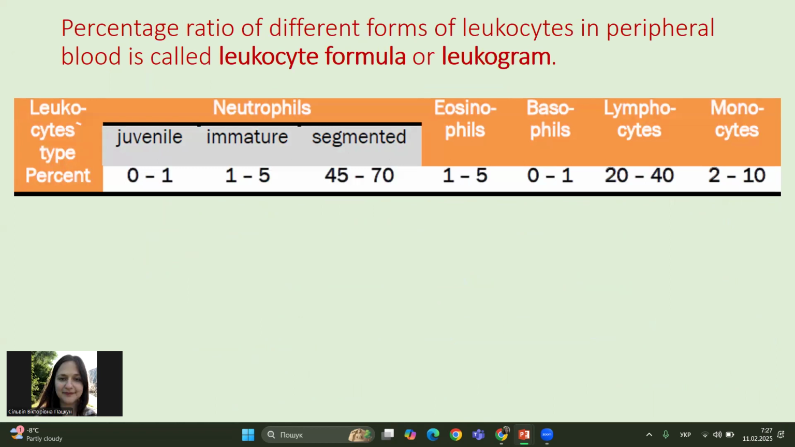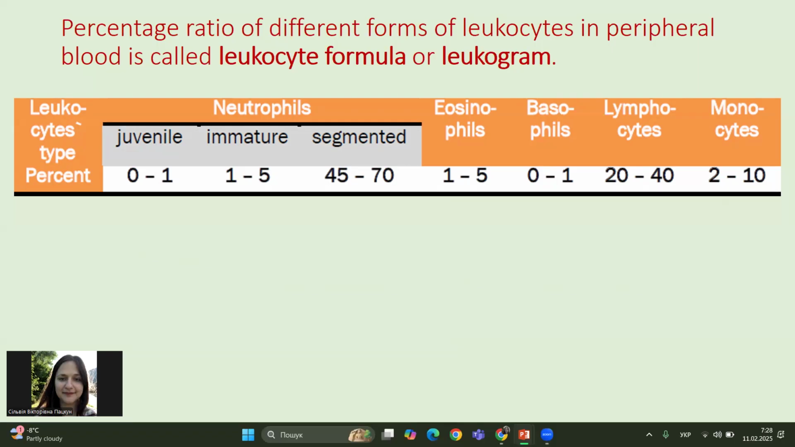So, together with the absolute values of leukocytes, it is also important to remember normal values in percents, relative values. The percentage ratio of different forms of leukocytes in peripheral blood is called leukocyte formula or leukogram. Juvenile neutrophils normal is from 0 to 1%. Immature neutrophils 1 to 5%. Segmented old neutrophils 45 to 70. Eosinophils 1 to 5. Basophils 0 to 1. Lymphocytes 20 to 40. Monocytes 2 to 10.